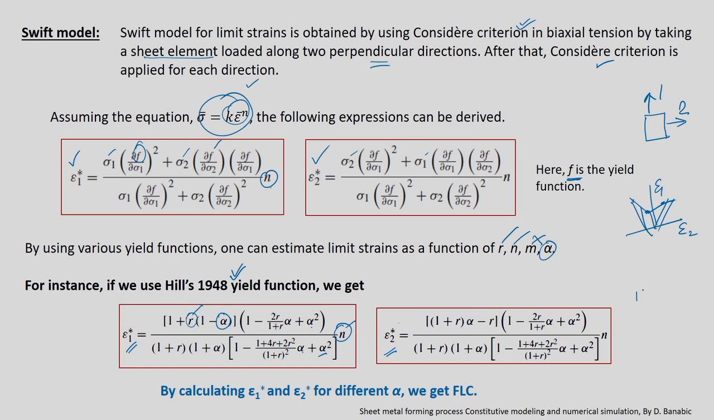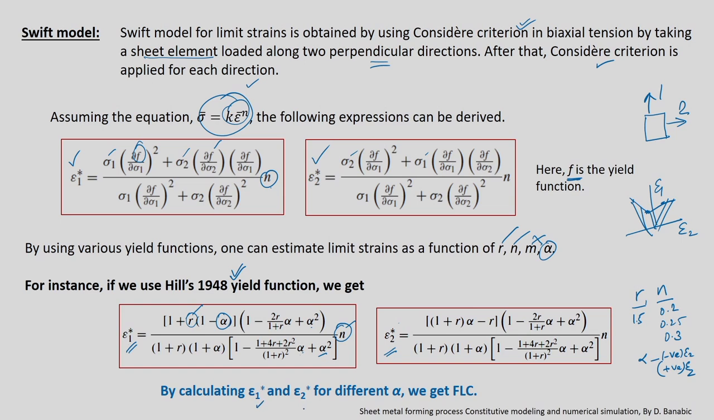Now for a constant n and R, let us say R I am going to fix as 1.5, and n I am going to change, let us say 0.2, 0.25 and 0.3. Then one can get a variety of values of epsilon 1 star and 2 star for different alphas. Alpha is also going to change from the leftmost side, the negative minor strain, to positive minor strain. So I can get different values of alpha, which we already defined. We already discussed 5 different alphas, right? All these alphas can be substituted here and you can get a forming limit curve.